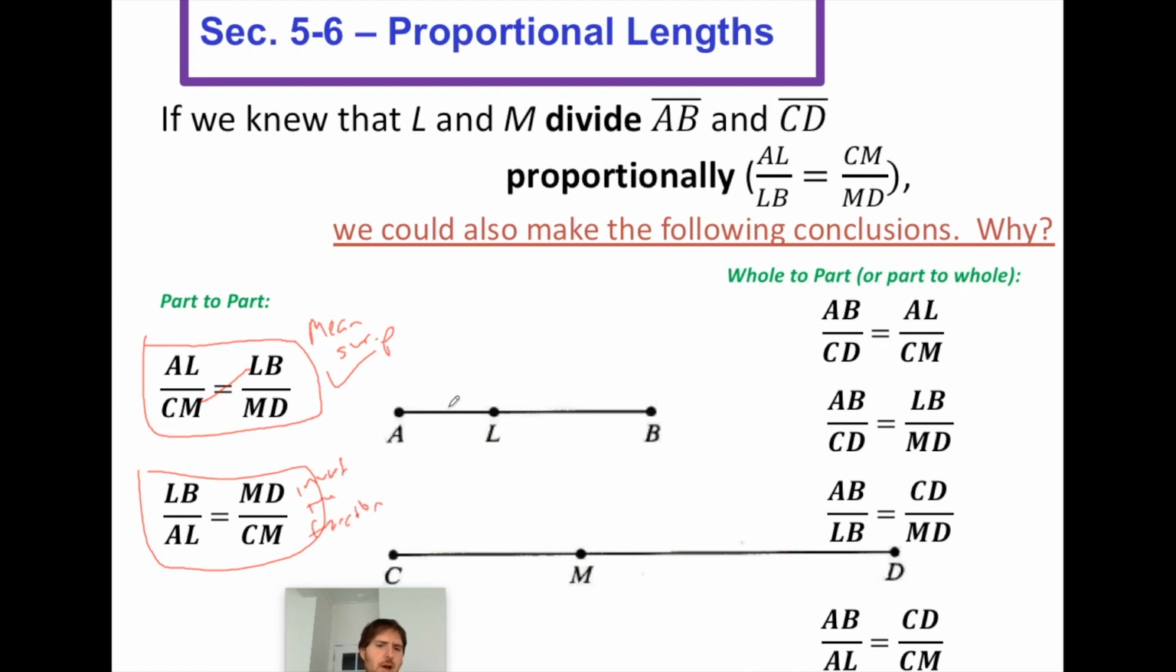Part to part this way is going to equal part to part that way if it's indeed divided proportionally. If this is a 3 to 5 ratio, and that's a 6 to 10 ratio, then the 10 to 6 ratio is going to be the same as the 5 to 3 ratio, right? They are. 10 over 6 is the same as 5 over 3. Okay. What else can we deduce?